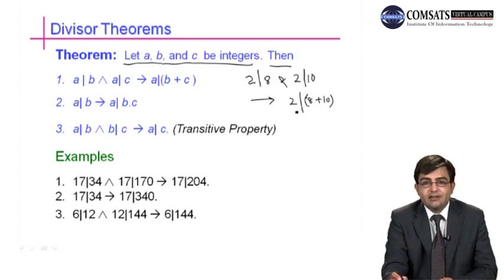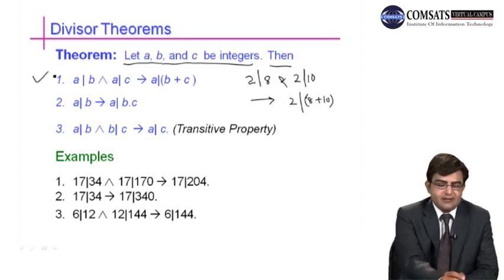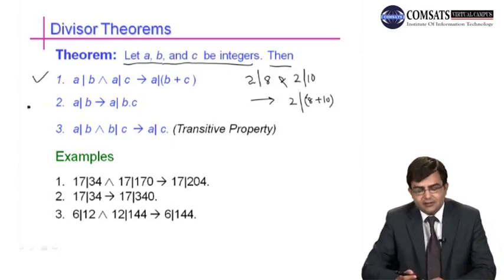2 divides 8 and 2 divides 10, then 2 divides also 18. So this is the first statement, the first result of this theorem.